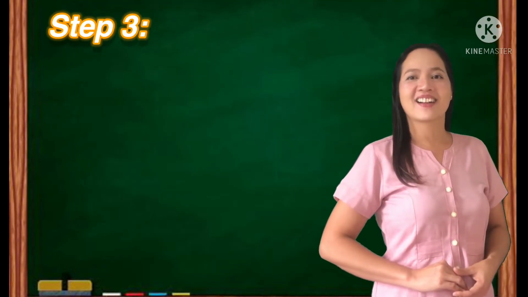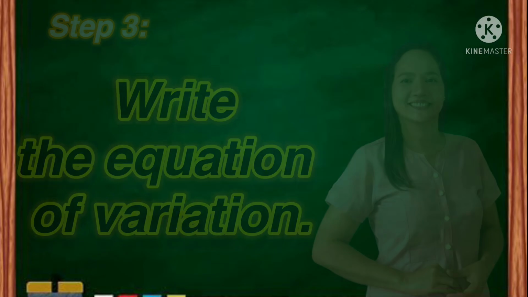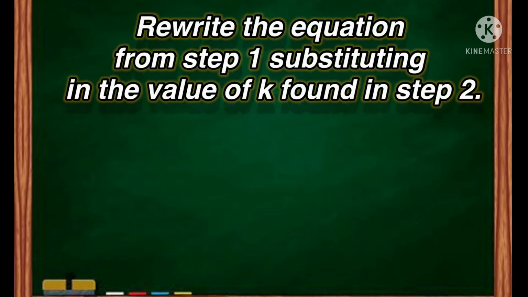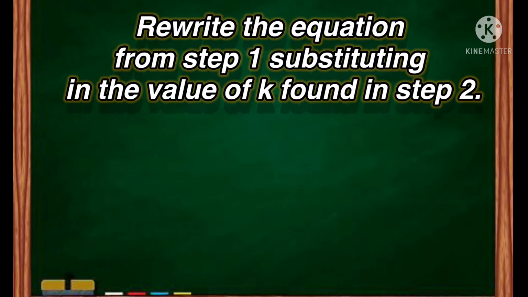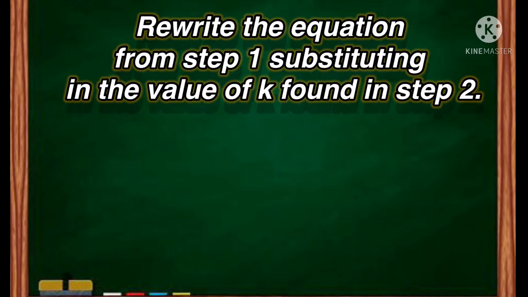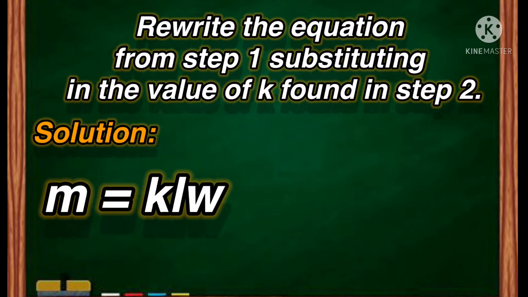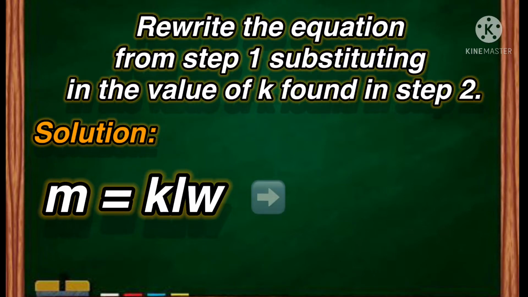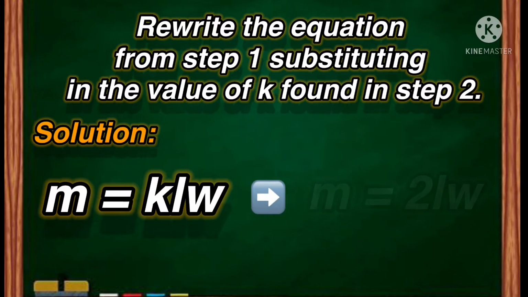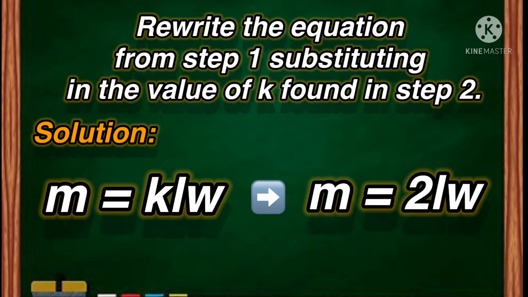Step 3. Write the equation of variation. Rewrite the equation from step 1, substituting in the value of K found in step 2. Therefore, from M is equal to K L W, the equation of variation is M is equal to 2 L W.